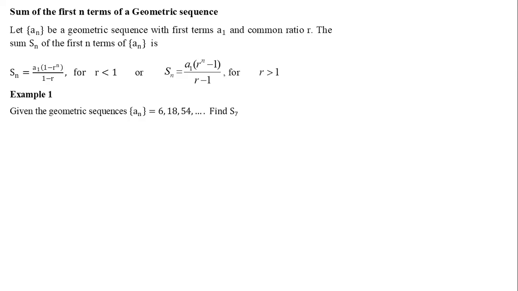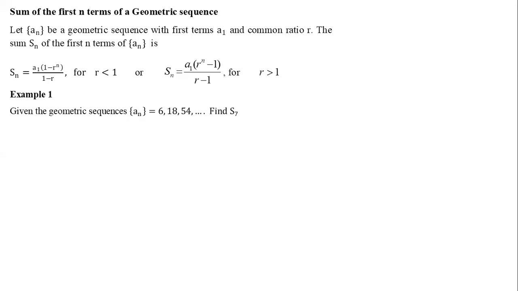I'm going to have the sum of the sequence equals the first term times r raised to the power n minus 1, divided by r minus 1. My n is 7, the first term is 6, and the common ratio is 3. So 6 times 3 raised to the power 7 minus 1, divided by 3 minus 1. What is 3 raised to the power 7? 2,187. Do you see it?